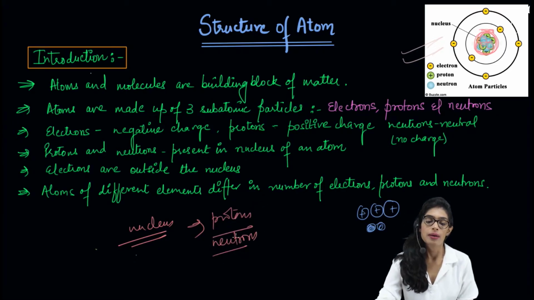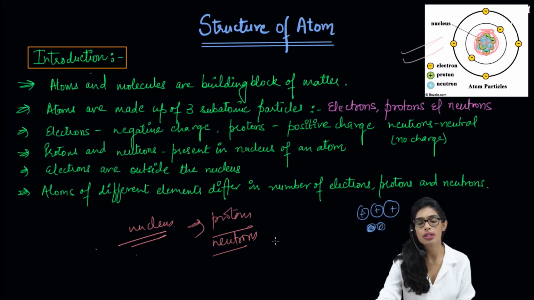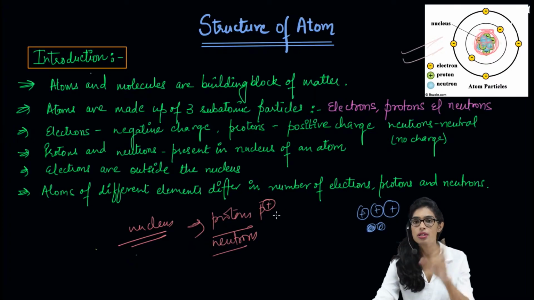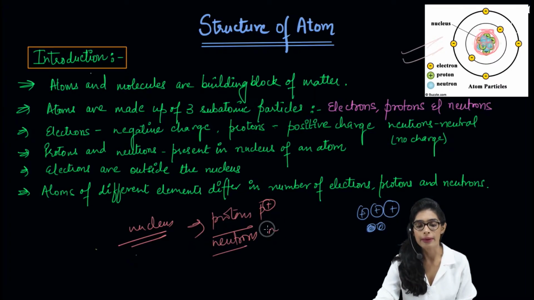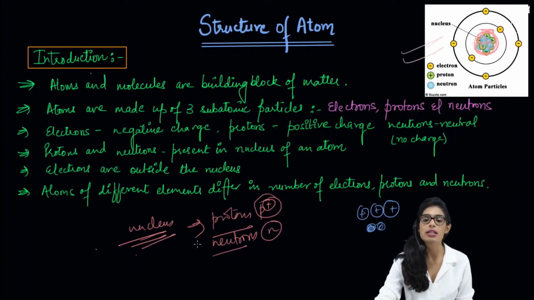By the way, every time I mention protons, neutrons, and electrons, I will not write protons completely, but just write P plus, and I hope you will understand. P represents proton, and the plus is the charge on it. Neutrons I'll be writing as N. So these protons and neutrons are present inside the nucleus, which is the dense part of your atom.